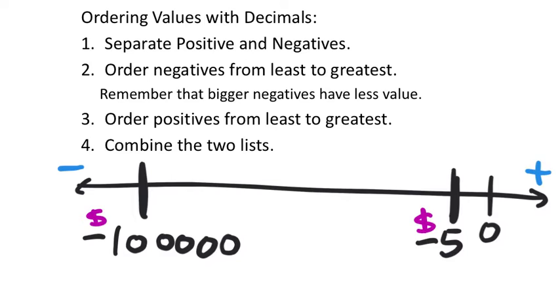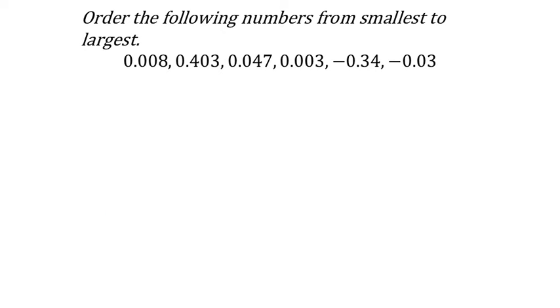So that's what we're going to do on the next problem. Here we got some values. Looks like 8 thousandths, 403 thousandths, 47 thousandths, 3 thousandths, and then negative 34 hundredths, and then the next one negative 3 hundredths.